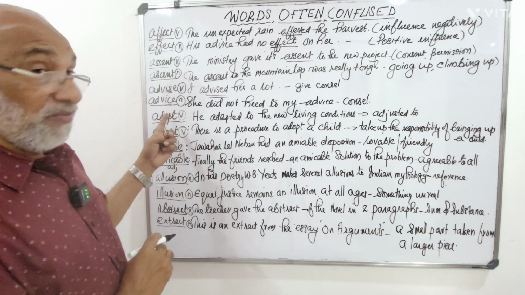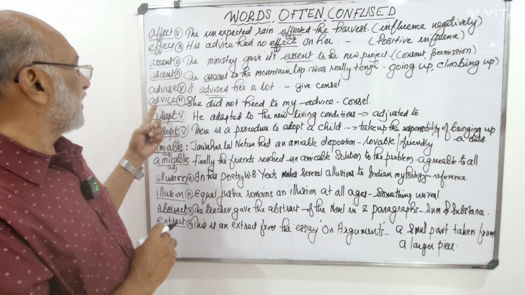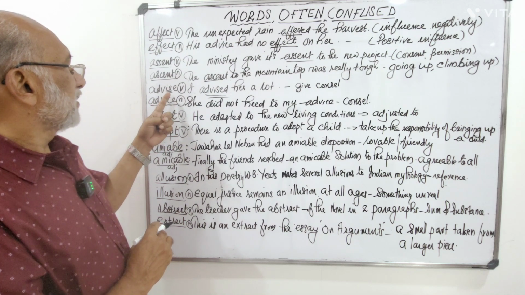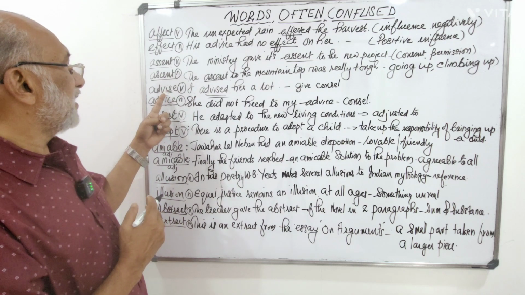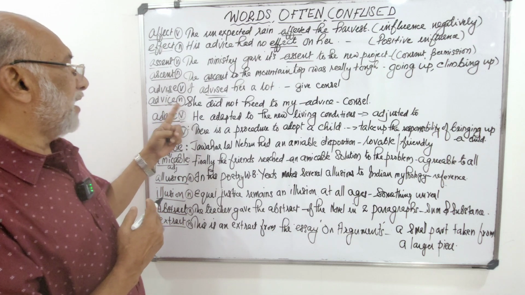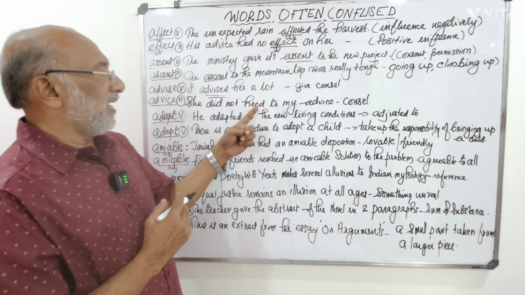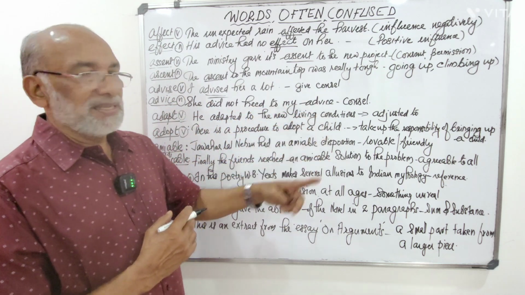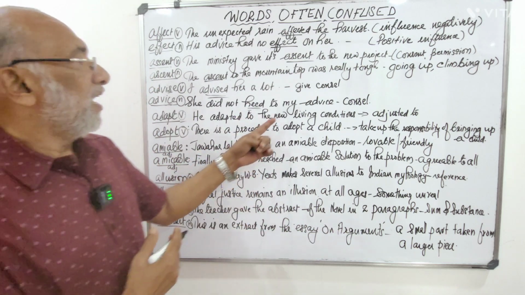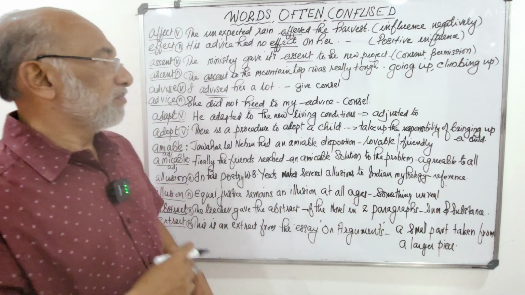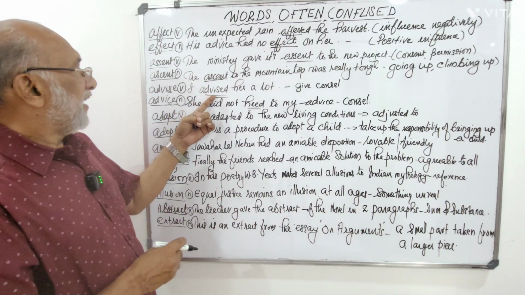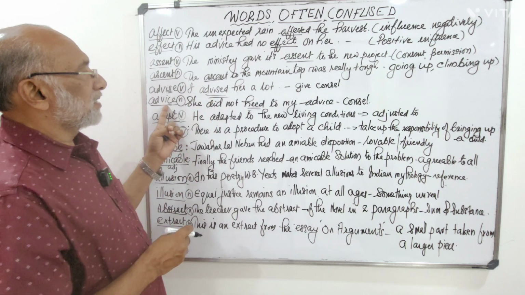But when we come to the second one in the pair, advice, here it's a noun and see, the difference is that A-D-V-I-S-E is a verb and A-D-V-I-C-E is a noun. She did not heed my advice. That means she did not, heed means listen. She did not listen to my advice or my counsel. Okay, I think it's clear. So, advise and advice.